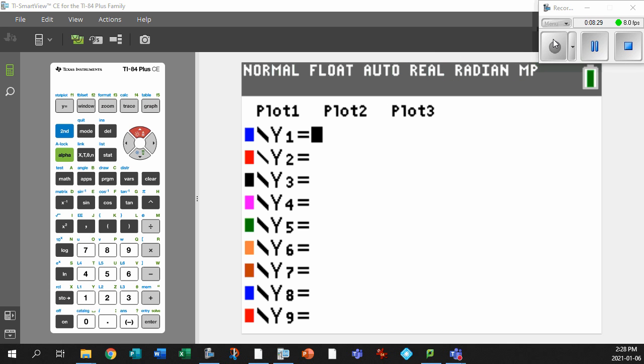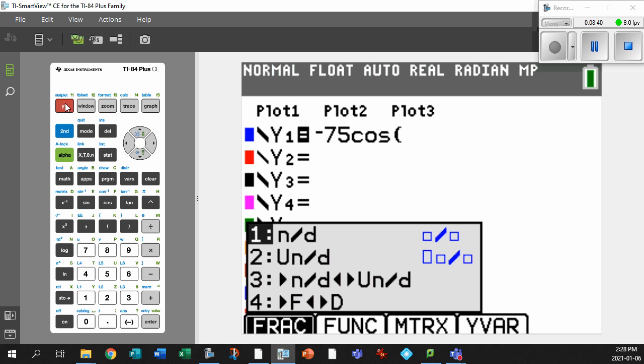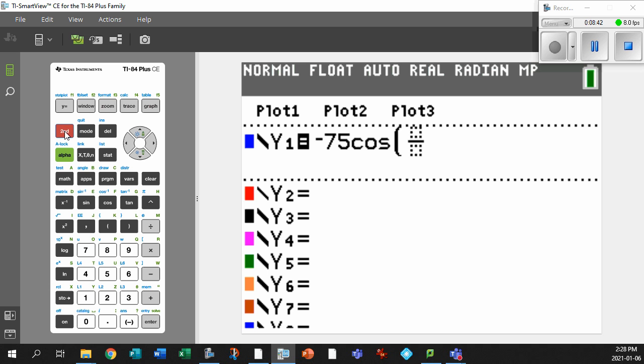So let's just type it all in there. Minus 75, then here comes your cosine of pi over 16. I'm going to put that as a fraction, pi over 16. Put a bracket around this, that's going to be my x right there. Don't forget to close off the bracket. Plus 90. All right, perfect.